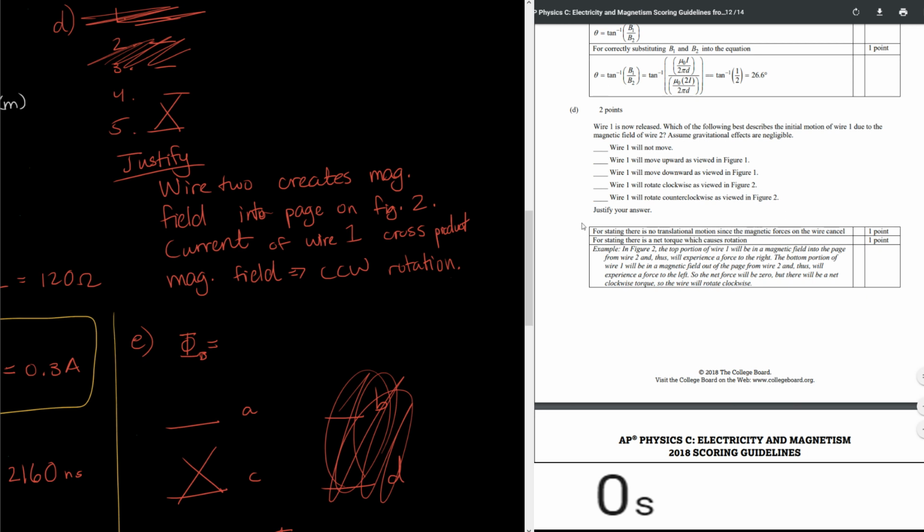Now, I definitely don't earn the first point. The second thing is that it is just saying to state that there's a net torque. And I should have definitely used the word torque, because that is the physics way to say it. Yeah, I didn't state that there's a net torque which causes rotation. I just said that there would be rotation for a kind of ambiguous reason. So 0 out of 2 for this question.